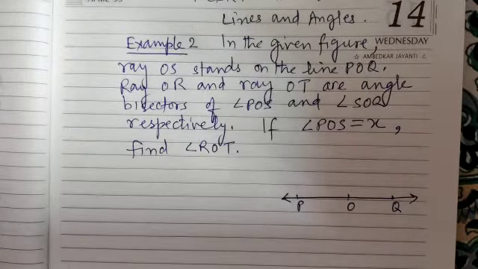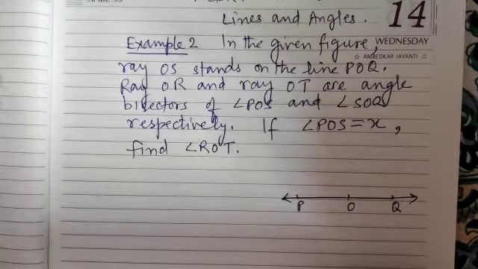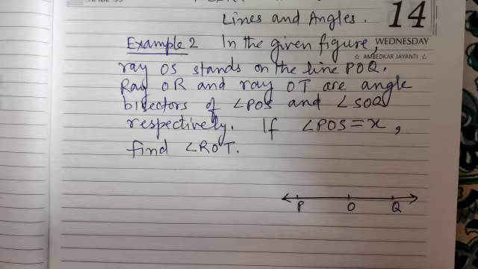Hello dear students, let us discuss this example number 2 from the chapter Lines and Angles. I hope you have done up to example number 1 and revised the basic definitions of the geometrical terms and understood the concept of adjacent angles, linear pair of angles and vertically opposite angles. Now we are proceeding further and trying to solve questions which are based on various geometrical results.